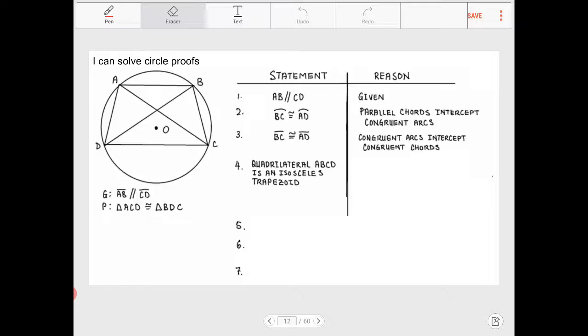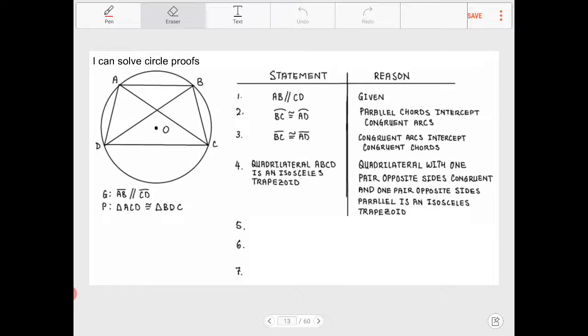Quadrilateral ABCD is an isosceles trapezoid, so I went a little out of order, and that's okay. So quadrilateral ABCD is an isosceles trapezoid. Why is that? Well, that's because a quadrilateral with one pair of sides congruent and one pair of opposite sides parallel is an isosceles trapezoid.